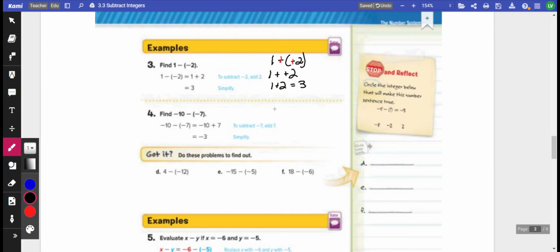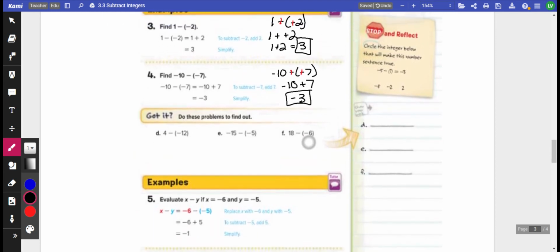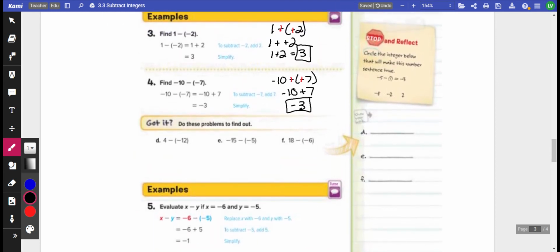All right, for number 4, we have -10 minus -7. Well, if there is subtraction, I want to add the inverse. So the additive inverse makes that -10 plus +7. So I'm going to rewrite that, -10 plus 7. That gives me the final answer of -3. All right, so let's try these 3 problems to find out.